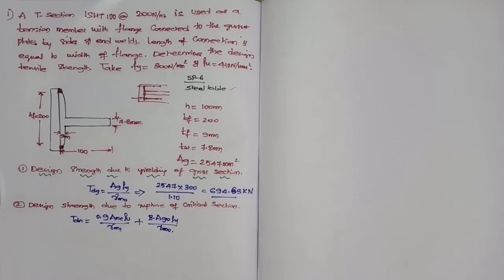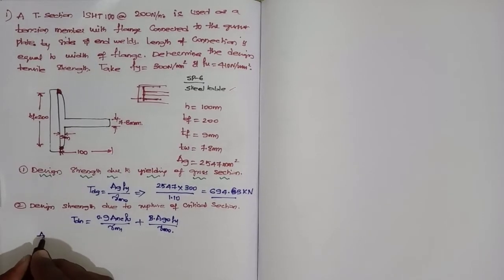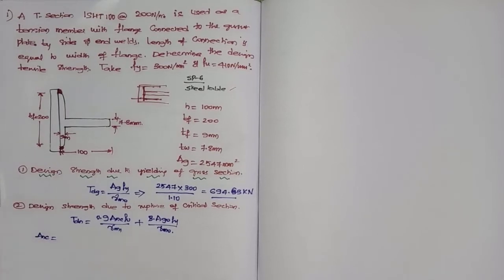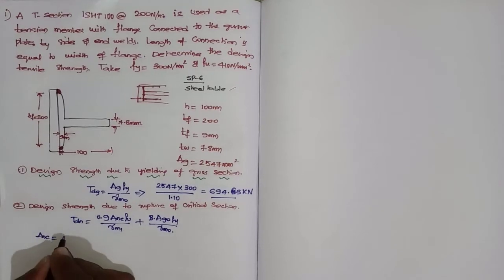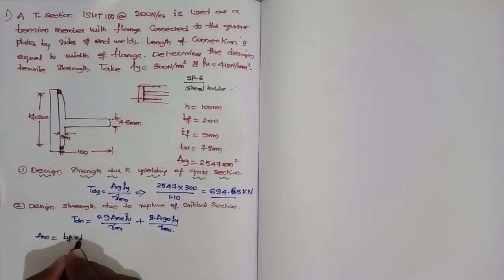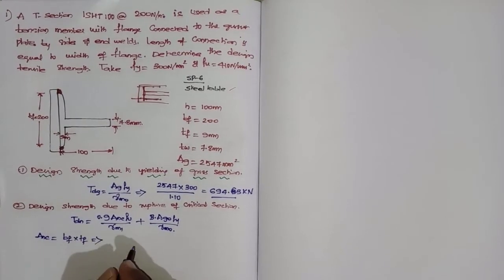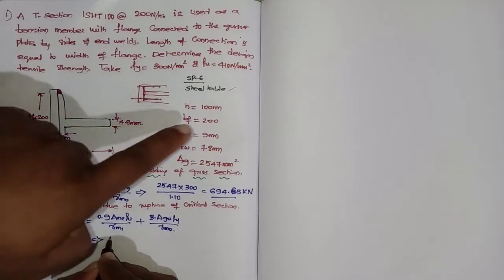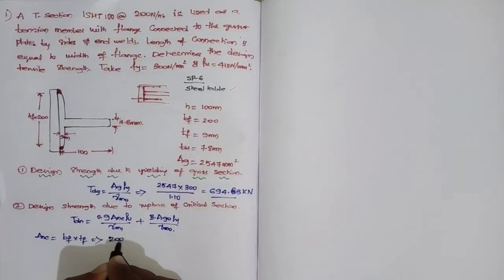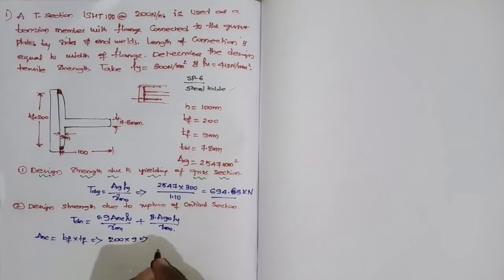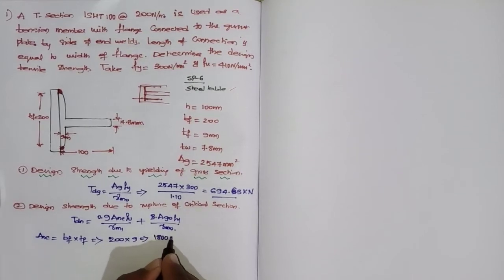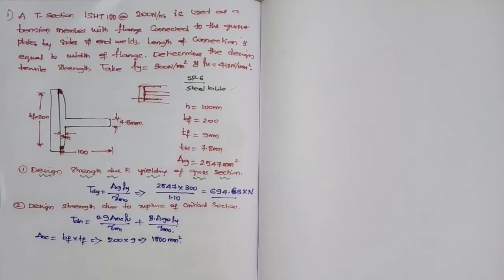Now first we will calculate Anc. What is that? Area of connected leg. Flange is connected, so that is width of flange into thickness of flange. What is the width of flange? It is 200 mm. Thickness of flange is 9 mm, so 1800 mm square, right?